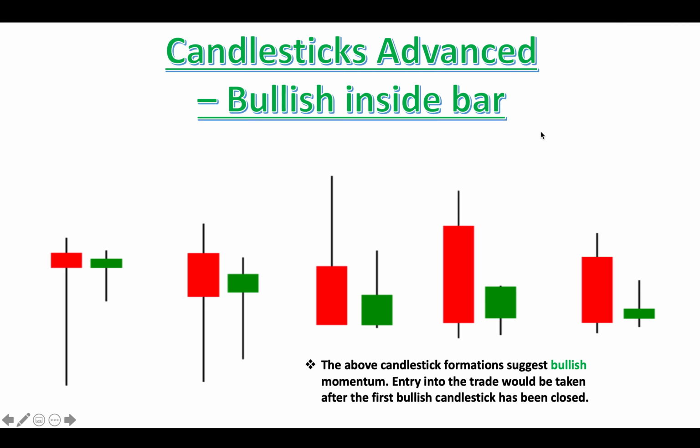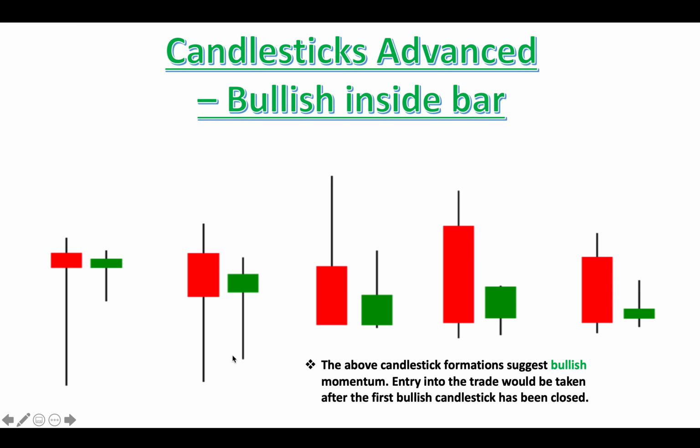So anyway, what are the patterns of these candlesticks and how can you trade them? What do they mean? So here are some examples of a bullish inside bar. These basically suggest bullish momentum in the market, so a potential reversal or continued buying coming into the market to force price up.